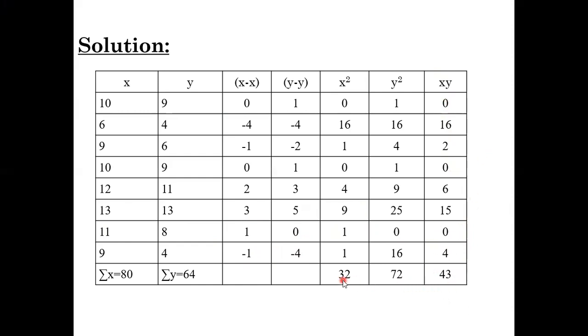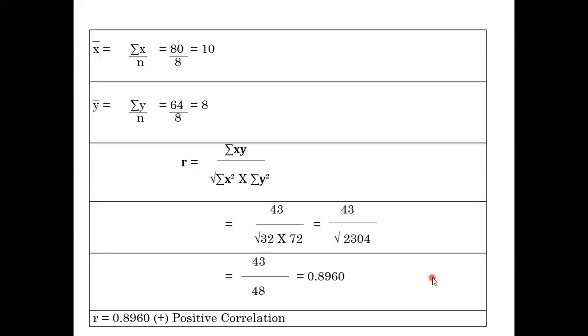So sigma x square is 32, sigma y square is 72, sigma xy is 43. So for this we have to put the formula now. We have already found sigma x, that is the x mean as well as the y mean. Now this is the formula for calculating correlation. This is the R symbol, which constitutes the correlation coefficient.